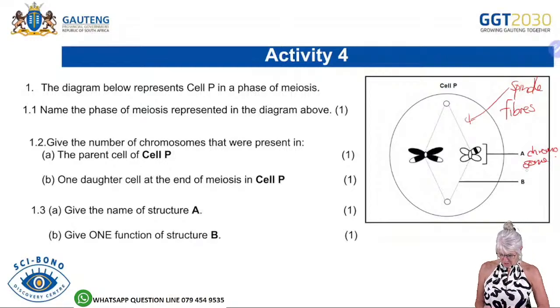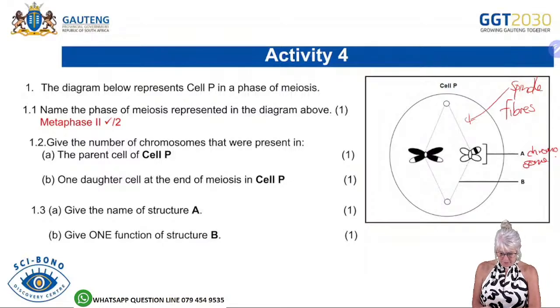So the first question they ask us is, name the phase of meiosis represented in the diagram. So if we have a look at the diagram, we can't see homologous chromosomes, so therefore it would be one of the phases in meiosis 2, and because they are at the middle, then it would be metaphase. Okay, and it would be metaphase 2. Then they say, give the number of chromosomes that were present in the parent cell of cell P.